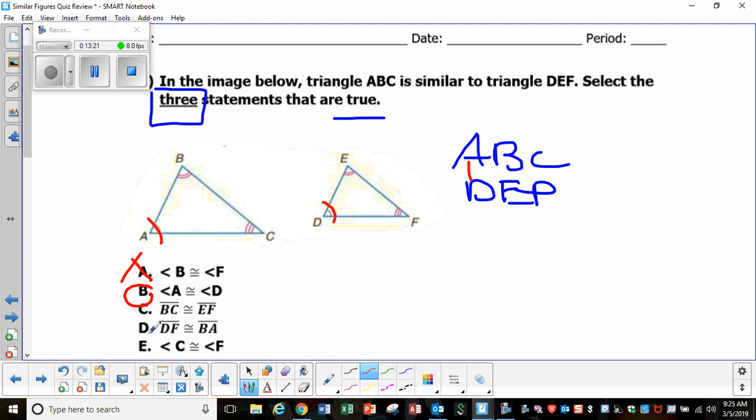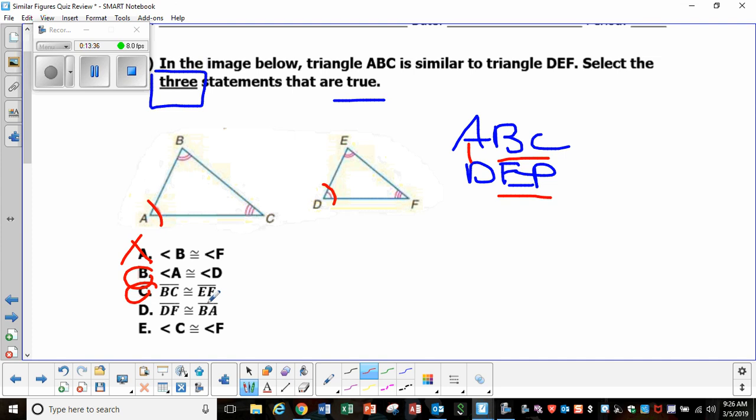And then letter C says side BC, which is middle and last, is congruent to side EF, which is middle and last. So that is true. So again, BC and EF are corresponding. And then letter D says side DF, which is first and last, is congruent to side BA, which is middle and first. So that's not true.